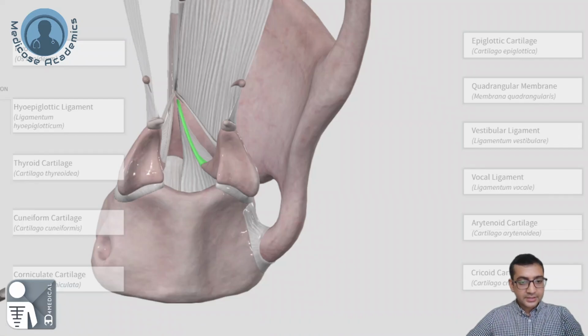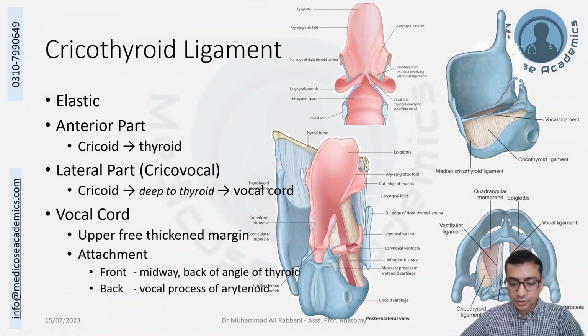So it has two attachments. We are back to this part. The anterior part runs from the cricoid to the thyroid, the one we saw here, the median cricothyroid part, and the lateral part goes from the cricoid, deep to the thyroid, to the vocal cord. So it is known as the cricovocal ligament.